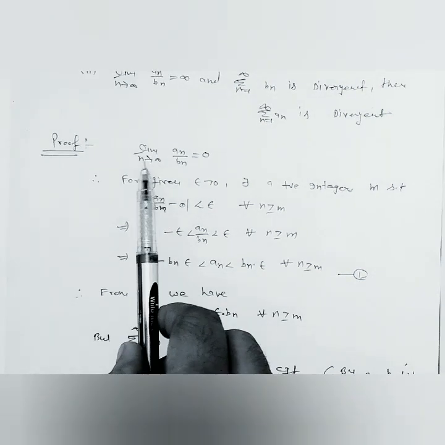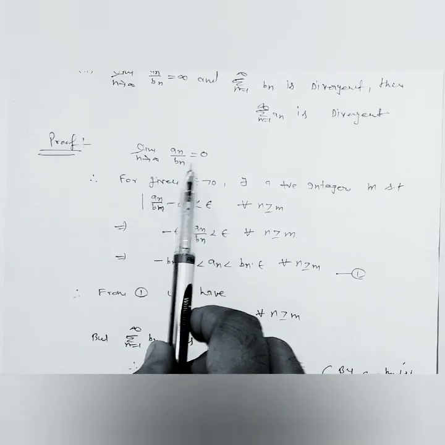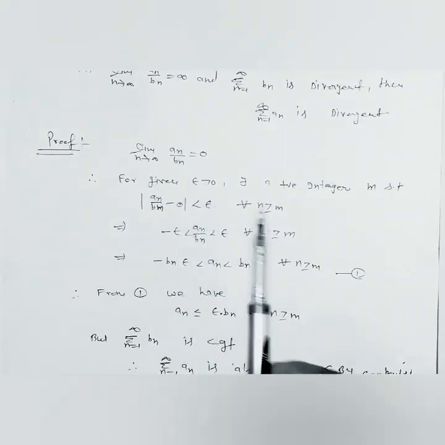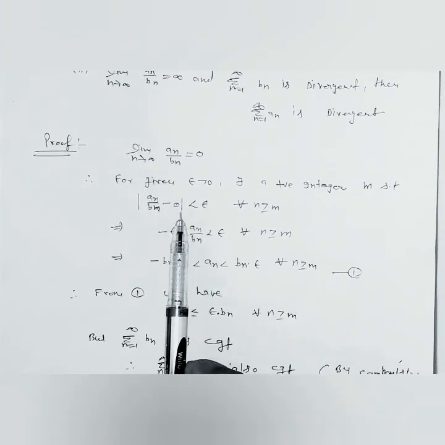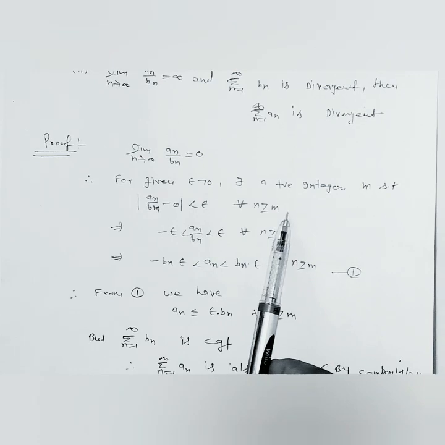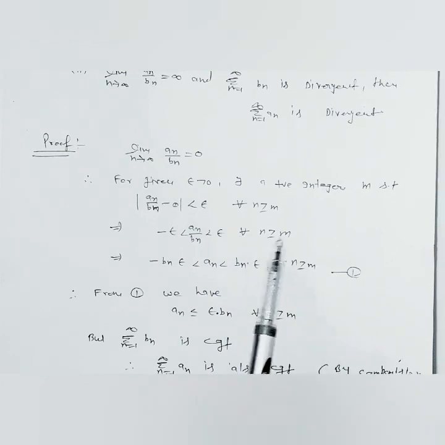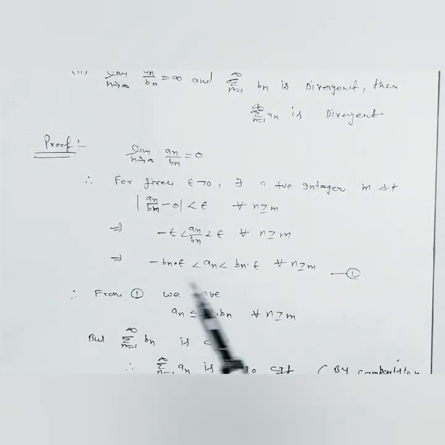Okay, clear students? That result shows that limit n goes to infinity an by bn is equal to 0, which is given, meaning the sequence an by bn converges to 0. Therefore, by the definition of the convergence of a sequence, for given epsilon greater than 0, there exists a positive integer m such that mod of an by bn minus 0 is less than epsilon for all n greater than or equal to m. So an by bn is less than epsilon and greater than minus epsilon for all n greater than or equal to m. Multiplying by bn, we have minus epsilon times bn less than an less than epsilon times bn for all n greater than or equal to m.